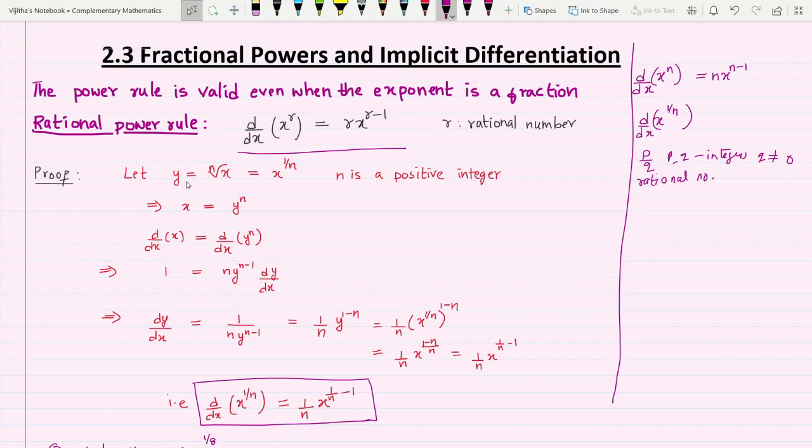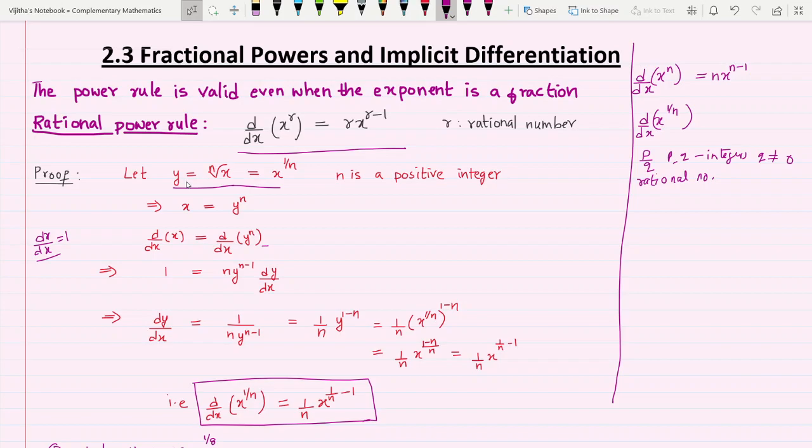Suppose we want to find the nth root of x. Let y equal the nth root of x, which can be written as x raised to 1 by n. Here n is a positive integer. Now y equal to x raised to 1 by n implies that x equal to y raised to n. Now differentiate both sides with respect to x. So the LHS becomes d by dx of x, which is dx by dx, and we know this is equal to 1. And the RHS is d by dx of y raised to n.